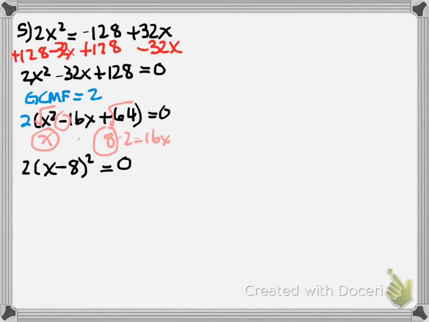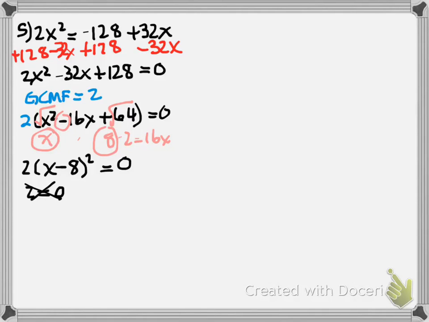Now, our direction said, set any factor that contains a variable equal to 0. Why would we not do this? Because 2 isn't a variable. 2 isn't a variable, and can 2 equal 0? No. That's why we don't set coefficients equal to 0, because we don't get a value for it.